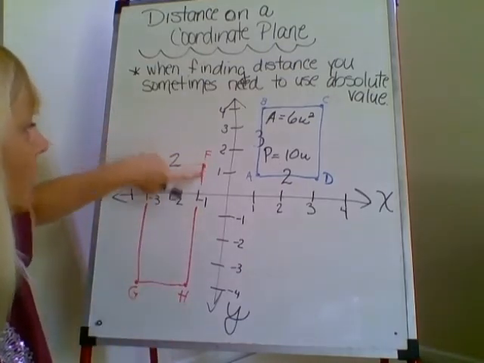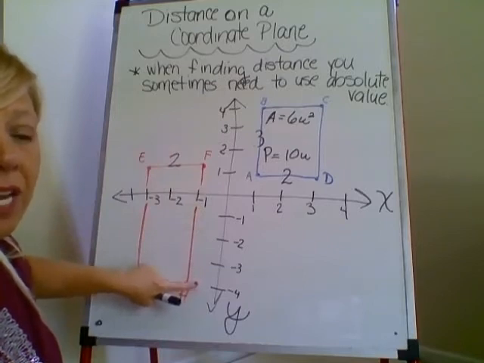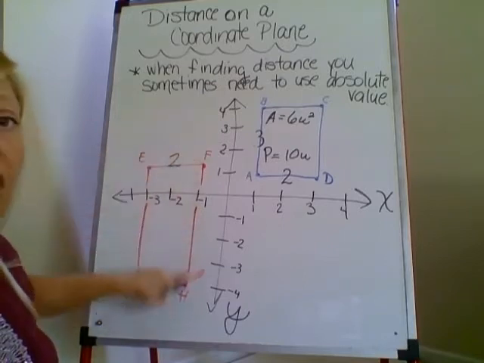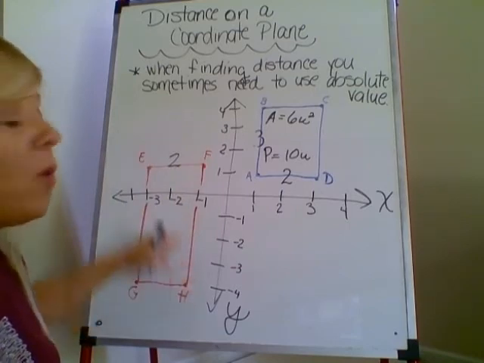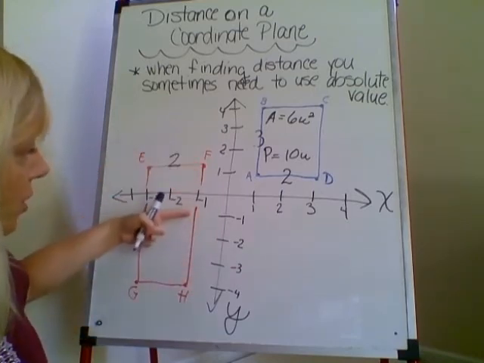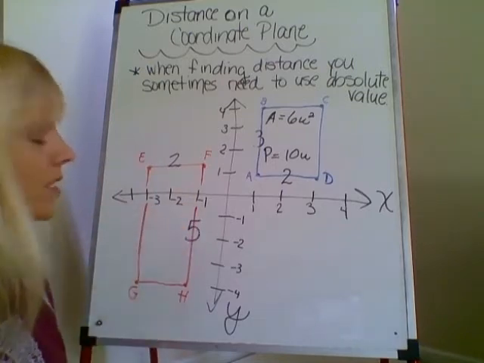Going from here, this point is at 1, and this point is way down here at -4. Since they're in different quadrants, I'm going to be actually adding them. So I'm going to be using that absolute value of -4. So this is 1, 2, 3, 4, 5 units. So this is 5 units long.